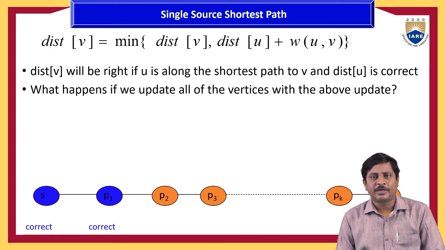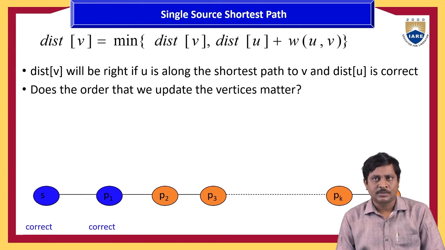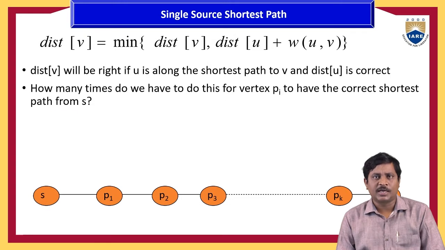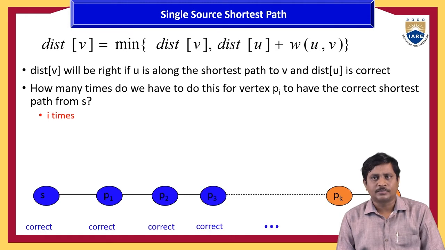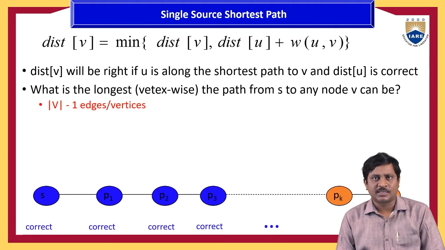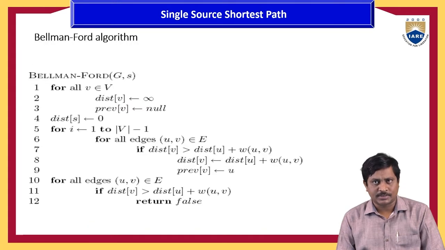First, we repeat over all these vertices, how many times? Suppose I vertices are there, we repeat I times. Like this, P1, P2, P3 and so on. So what is the longest path from S to any node V can be? Generally you calculate it by using the formula modulus of V minus 1, for edges or vertices.